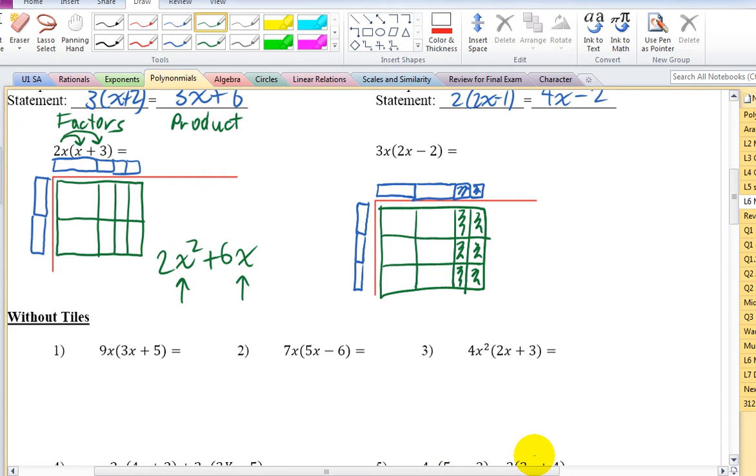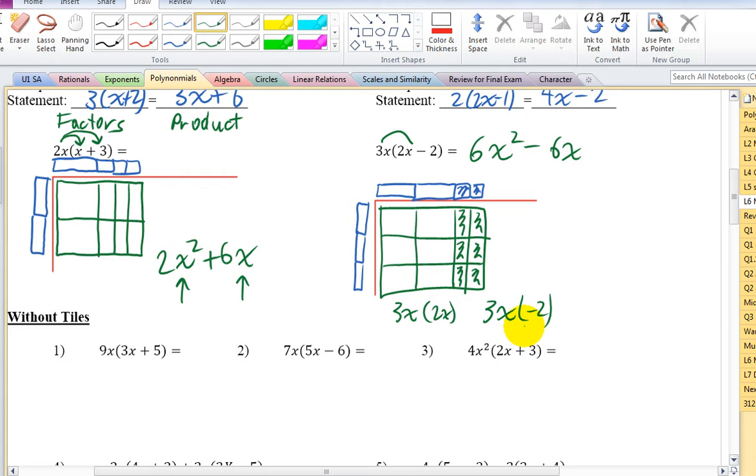Okay, final answer. Who's got it? Taylor? 6x squared minus 6x. Hands up if you got that. Awesome. Again, two parts. We have the x squared developing from 3x times 2x, and we have the 3x times the negative 2 part. Okay, two parts to your multiplication.